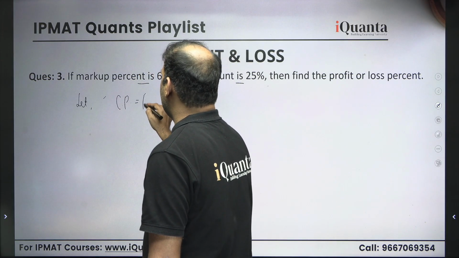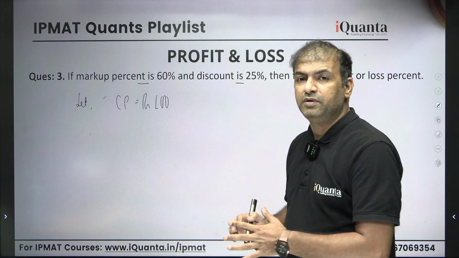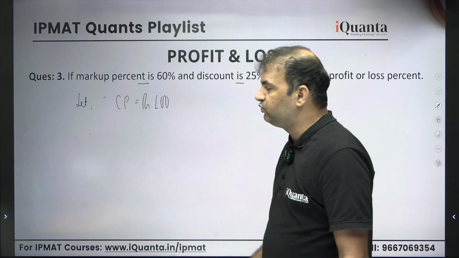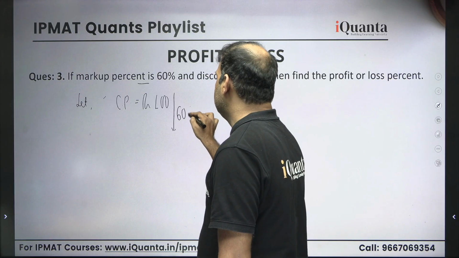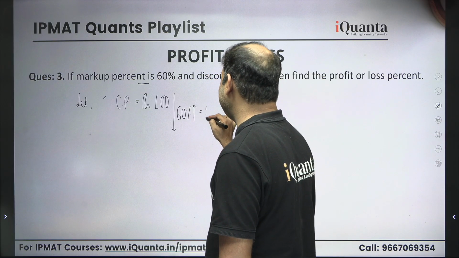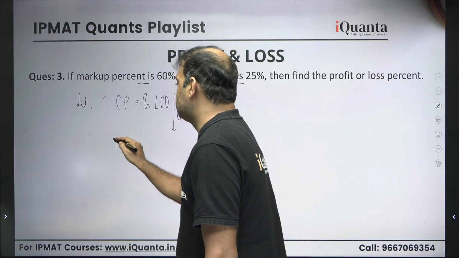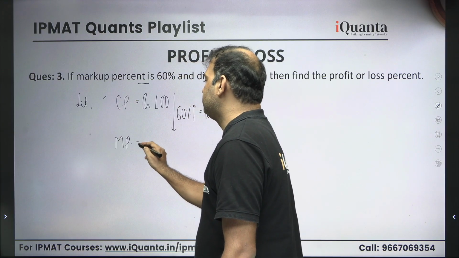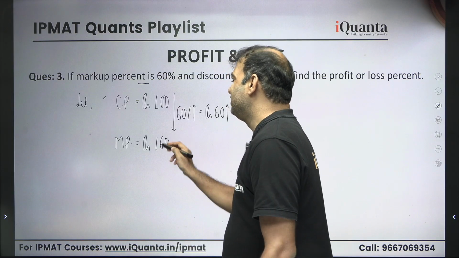Okay, now markup percent is given as 60%. Now guys, remember, markup percent is a kind of percentage increase on the cost price. So 60% has been increased from this. 60% increase means rupees 60 increase, all right? And then we get the mark price. So mark price should be how much? We can say mark price should be 100 plus 60, which you can say as 160. All right, so we got the mark price.